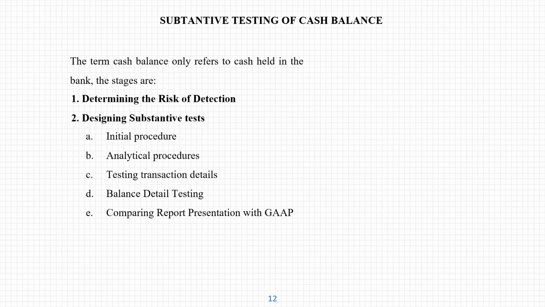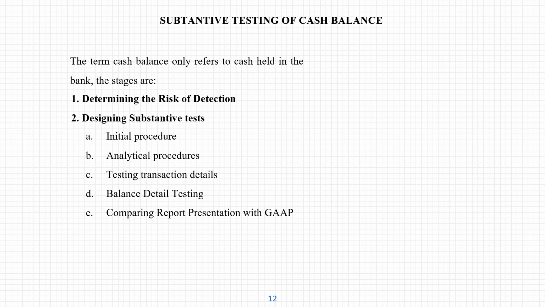Number three, testing transaction details. Carry out the cash cutoff test. This may have been performed as part of an audit program for accounts receivable and accounts payable. Number four, balance detail testing. Calculate the cash in hand that has not been deposited and determine that the amount has been recorded in the cash balance. Confirm the balance from the bank and confirm other arrangements with the bank.